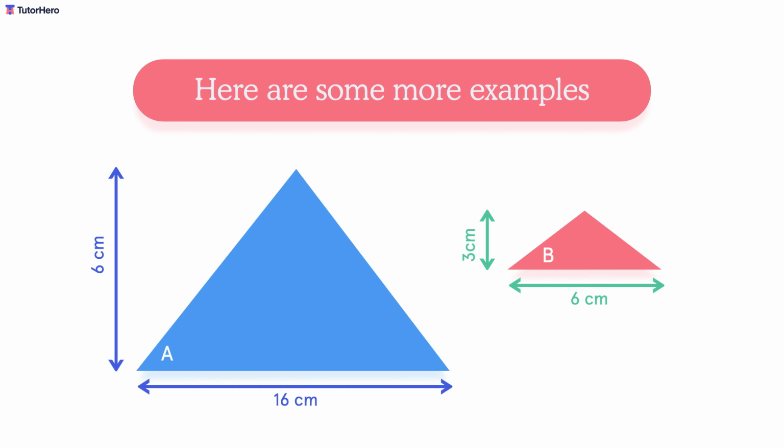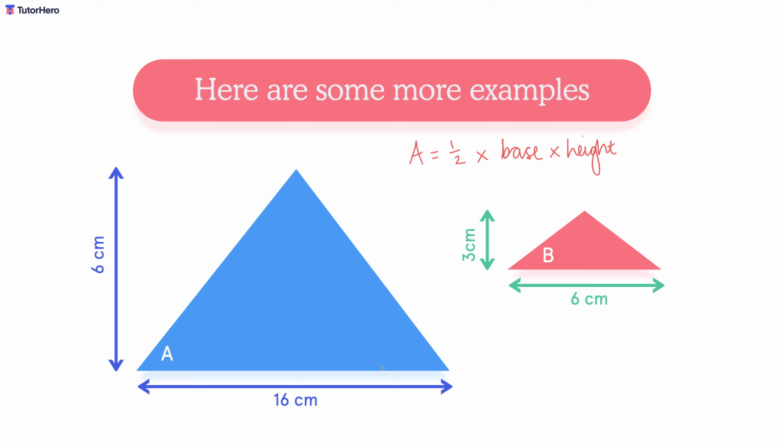Here are some more examples. Although these triangles look different to the triangles we've seen previously, the formula is still the same. Can you remember the formula? Area equals half times base times height. Let's have a go at working out the area for these triangles.